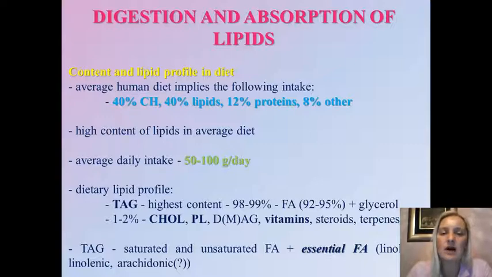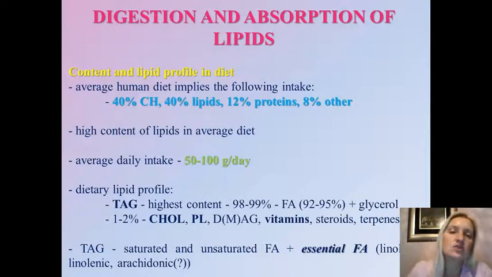Speaking about the numbers in grams per day, an average daily intake of lipids ranges from 50 to 100 grams a day. Speaking about the dietary lipid profile, the highest content found in that lipid intake is 3-acylglycerols. 98 to 99% of all dietary lipids are actually 3-acylglycerols.